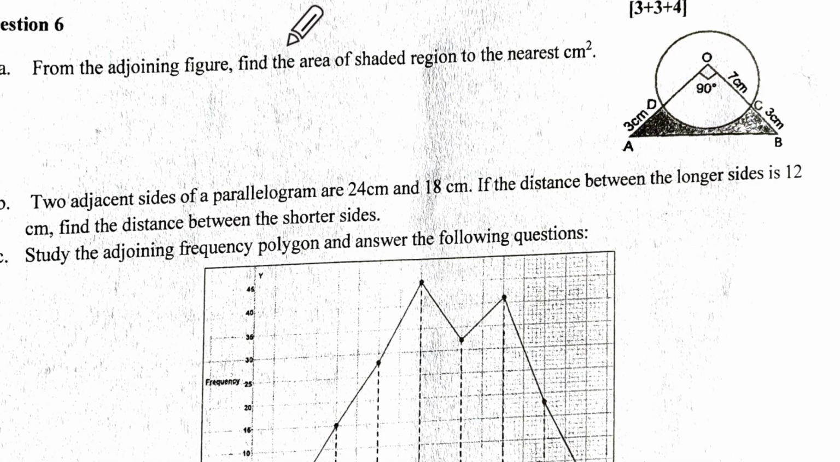Yes, ma'am. In the figure, find the area of the shaded region to the nearest centimeter square. Shaded region is the triangle minus the quadrant. Understanding? Yes, ma'am. If this is 7, draw the diagram, this also 7. Correct? So, what is the area of triangle? Area of triangle is equal to half base into height. Correct? How much is the base?